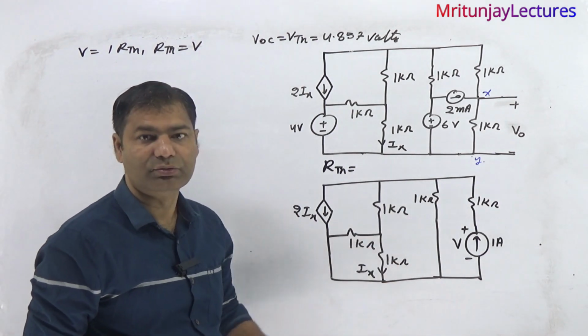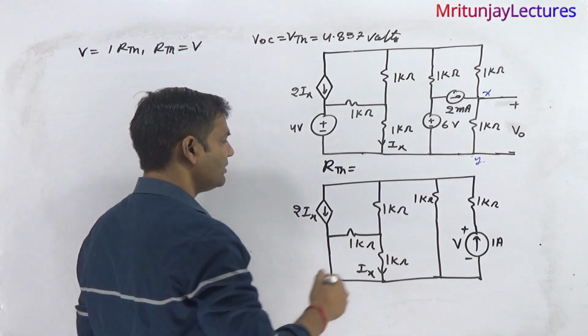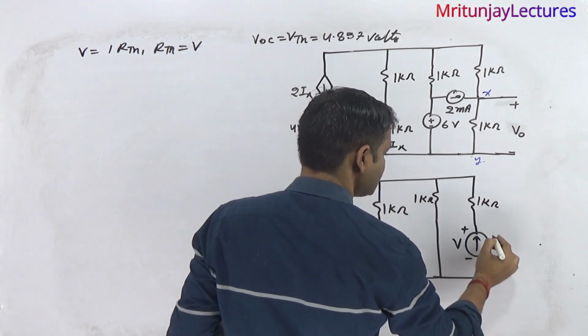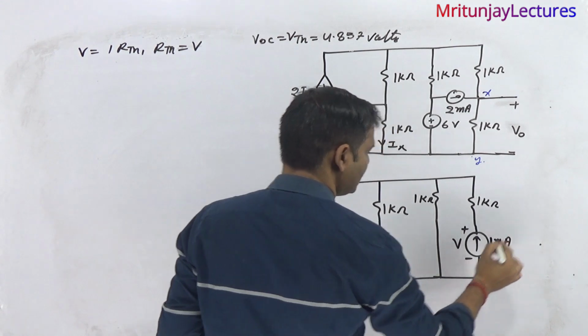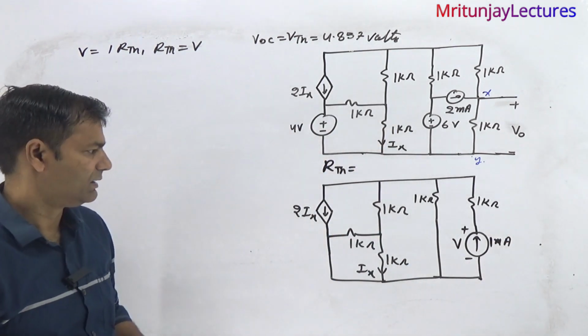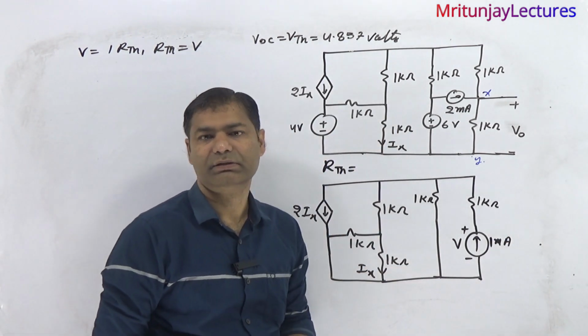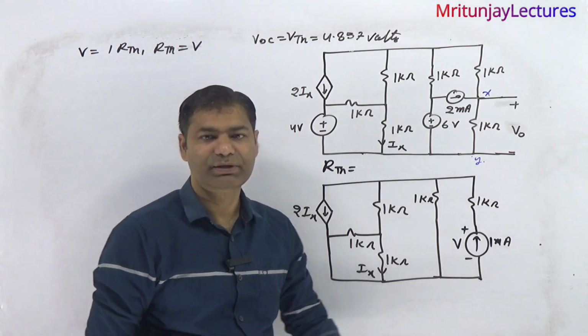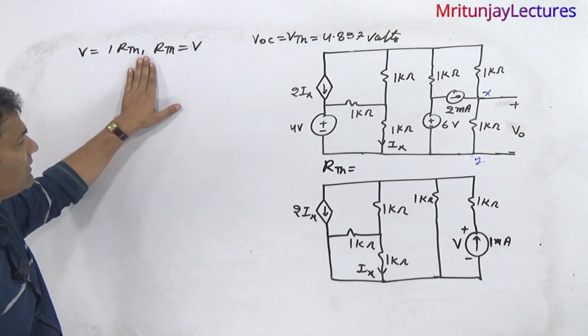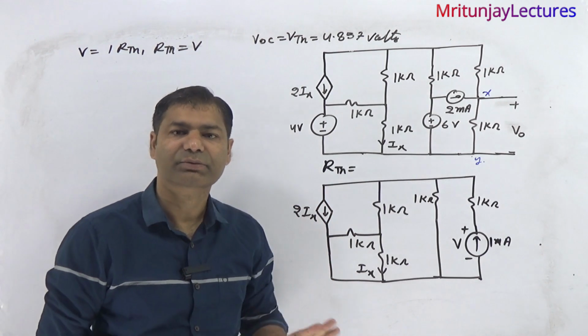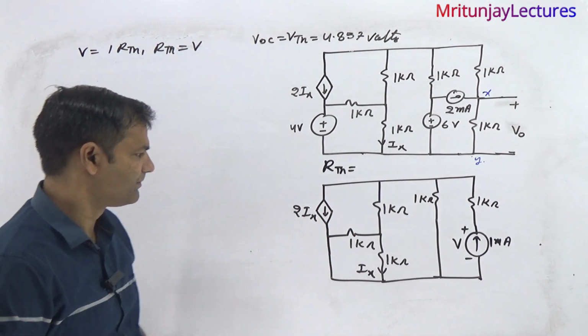All in kilo ohm. That's why we have considered 1 milliampere. Then the answer is in kilo ohm, because V is in volt and this one is milliampere. Then what about RTH? RTH is in kilo ohm. Okay, so how can we do it?